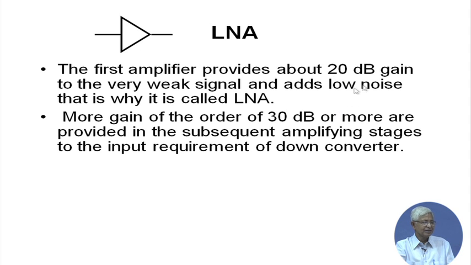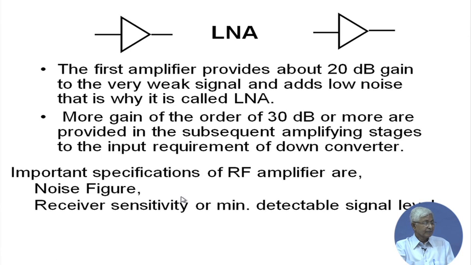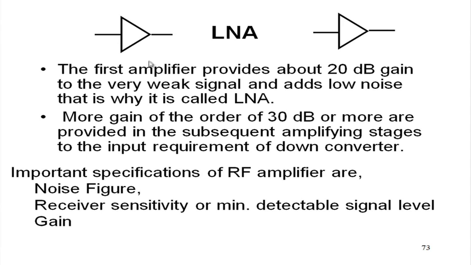So, we have to put additional gain, of the order of 30 dB or more, provided by subsequent amplifier stages to meet the input requirement of the down converter. There will be a down converter after this. The input requirement of the down converter needs a certain level, therefore you have to put more amplifiers, and typical specifications for these amplifiers are noise figure, which we will discuss later, receiver sensitivity, that is minimum detectable signal level at the input, the gain and the dynamic range. There are many more specifications, but these are certain important specifications of this LNA and subsequent RF amplifiers.